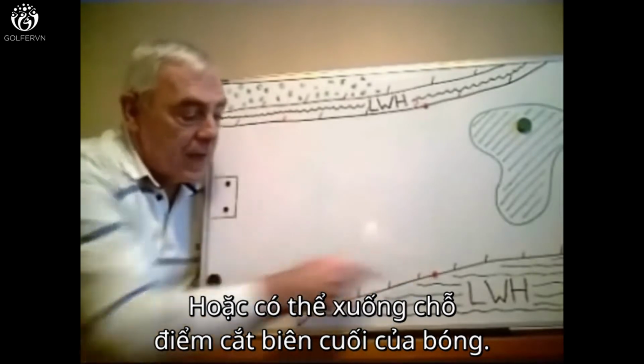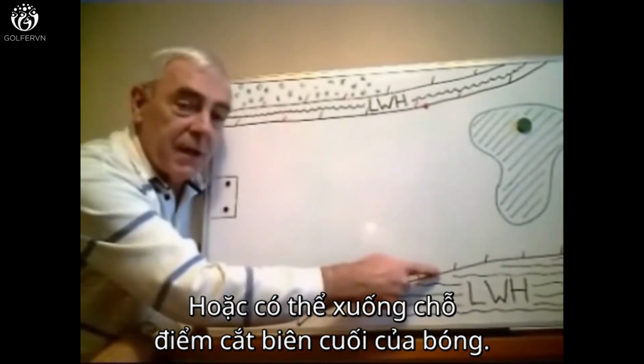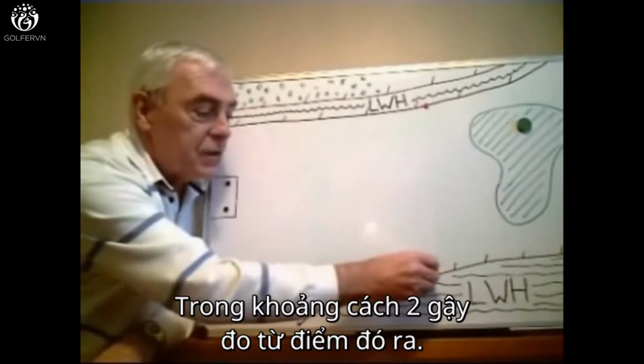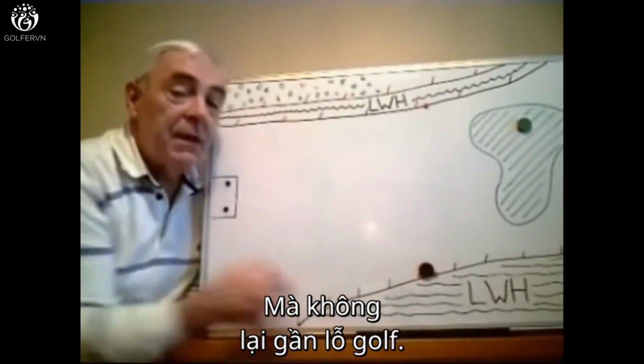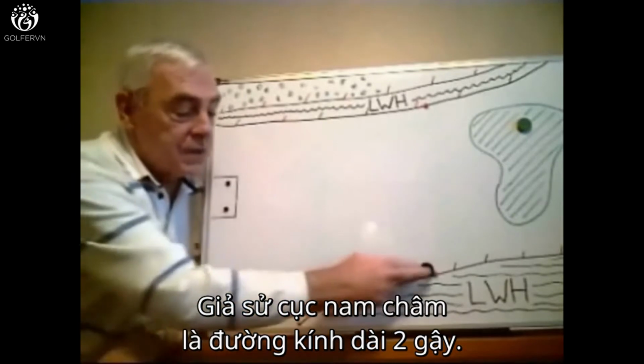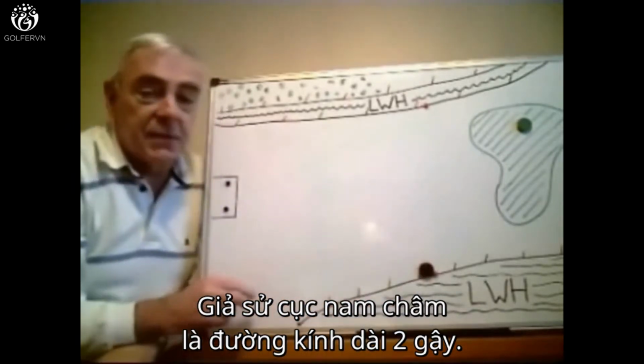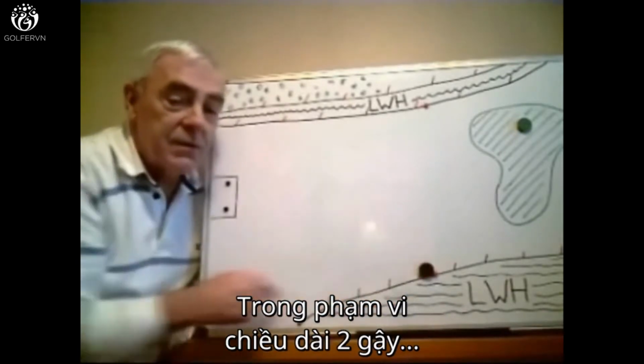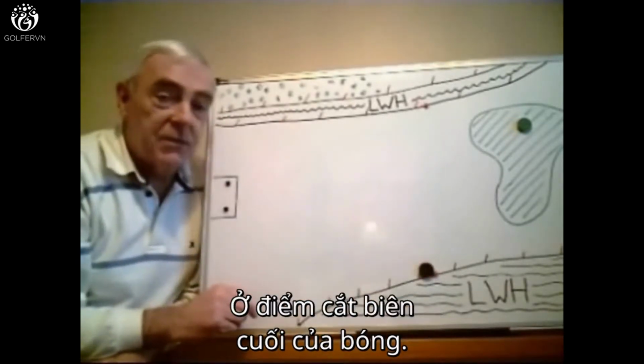Or he can go down to where his ball last crossed the margin of the lateral water hazard and drop a ball within 2 club lengths of that point, not nearer the hole. We're assuming here that the magnet is a diameter of 2 club lengths. So the player can drop a ball anywhere within 2 club lengths of where his ball last crossed the margin, not nearer the hole.